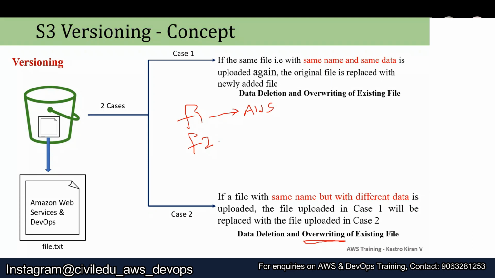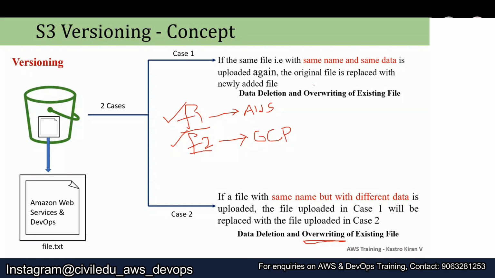In file two, I have kept the content as GCP. Let's assume that the name of file one is f1.txt and the name of file two is f2.txt. Here, is the file name the same or different? The file name is different. So when you maintain different file names, there won't be any kind of overwriting or data deletion.